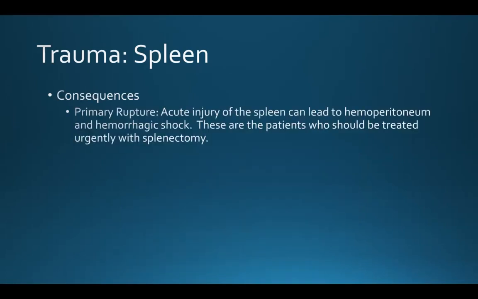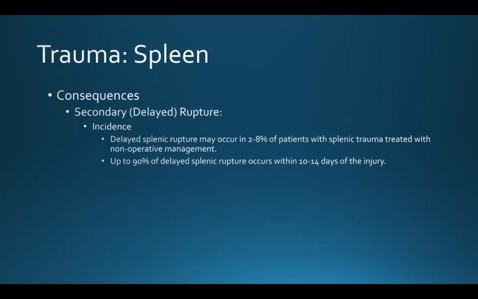When you're dealing with a primary rupture of the spleen, we do worry that the acute injury can lead to hemoperitoneum and hemorrhagic shock. And these are the patients who should be treated urgently with splenectomy. It's also important to be knowledgeable about the possibility of secondary or delayed rupture. This can occur in 2 to 8% of patients with splenic trauma treated with non-operative management, and up to 90% of delayed splenic rupture occurs within 2 weeks of injury.